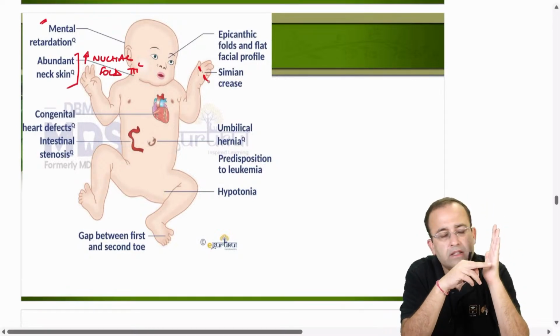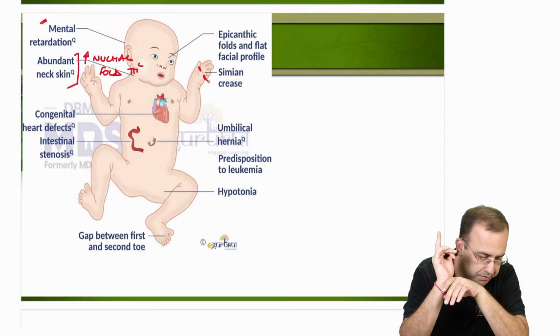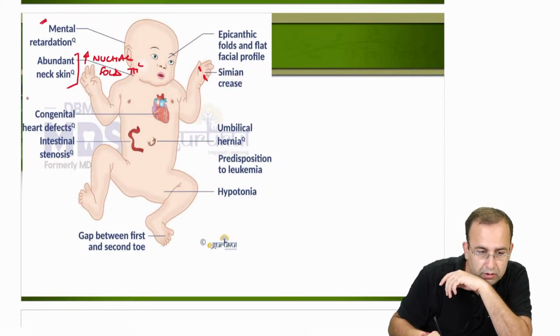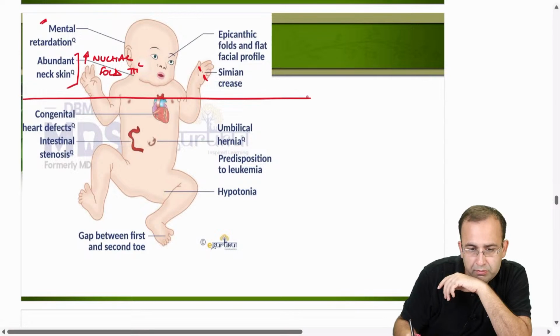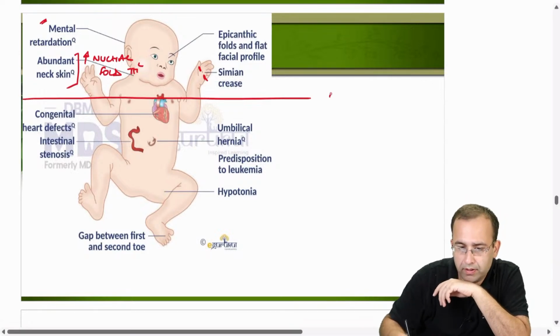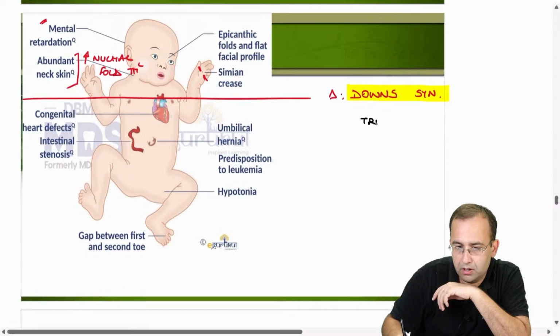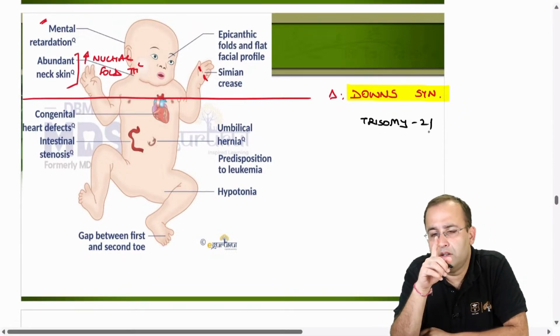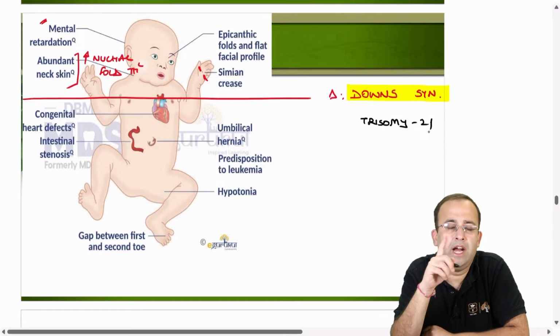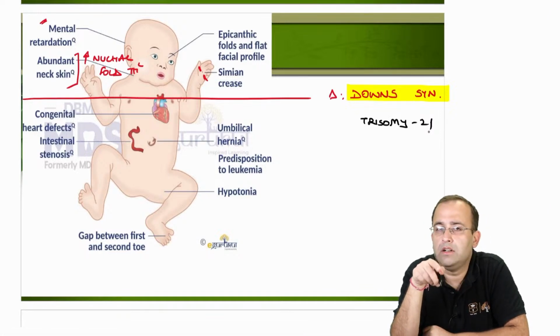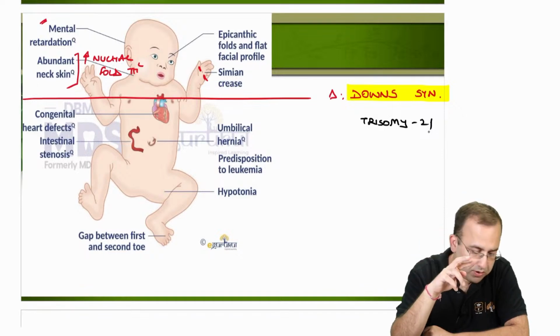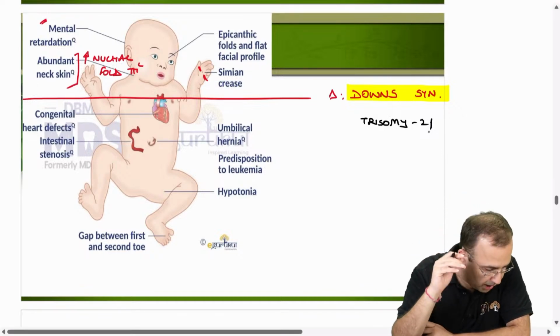Out of these, the first 3, 4 points are given in the question. This is a case of Down syndrome, that is trisomy 21. Trisomy 18, Edwards syndrome. 13, T for 13, Patau's. Patau's has a T in it.